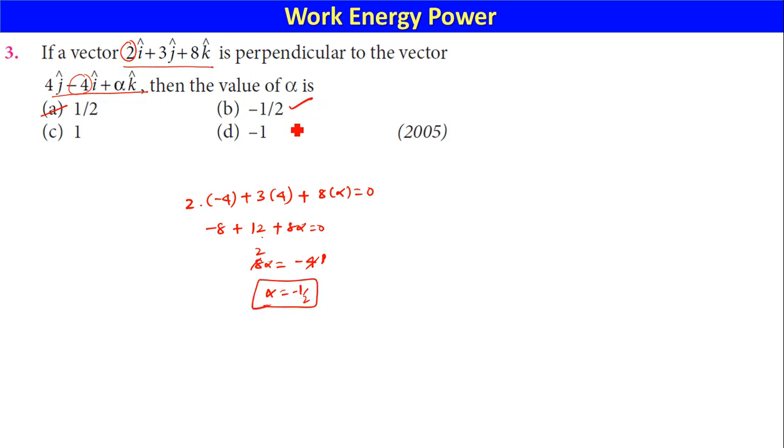Option B. Exactly. If you take this by mistake as i cap and j cap, you will get a different answer. That is wrong. Please be very careful while attempting the questions of NEET.